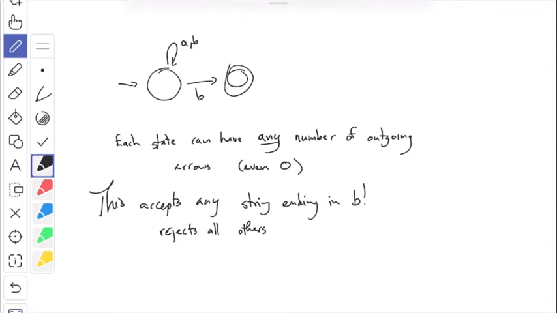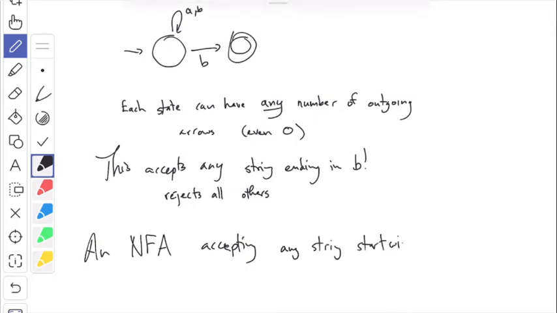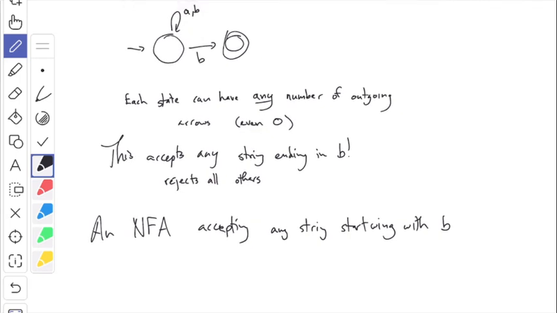Anyone think you could come up with an NFA which accepts only strings starting with B? An NFA accepting any string starting with B. Have we got an idea?